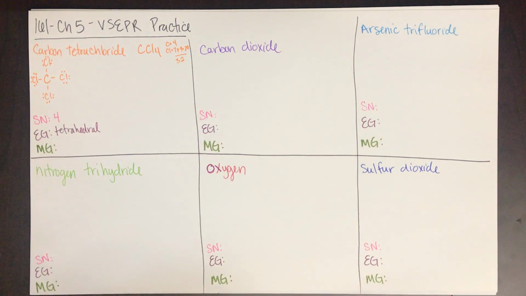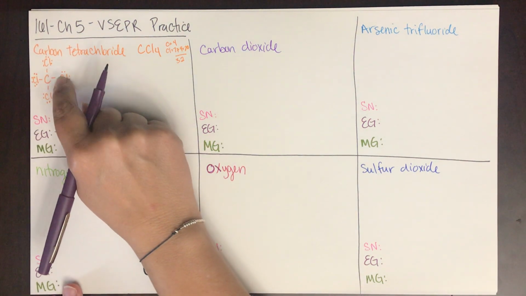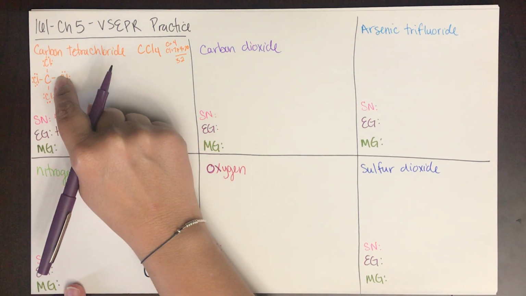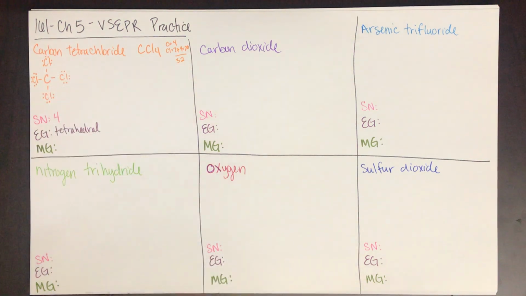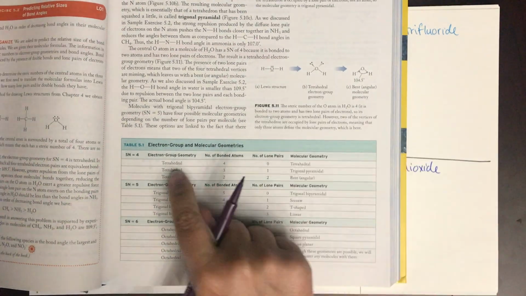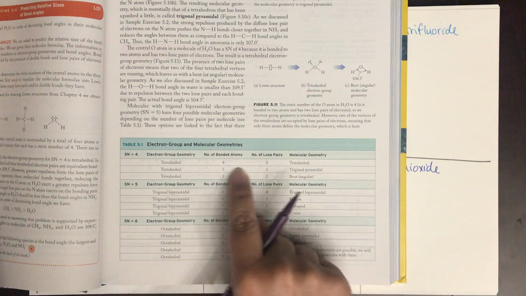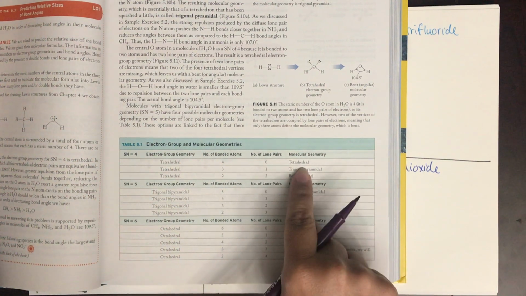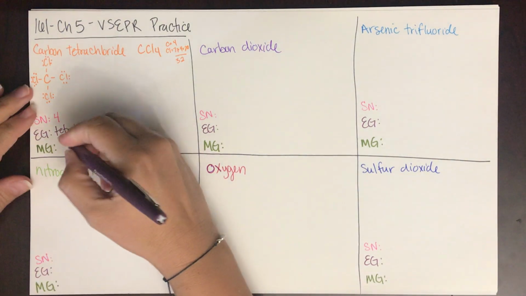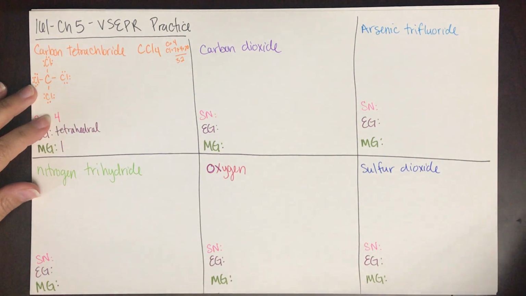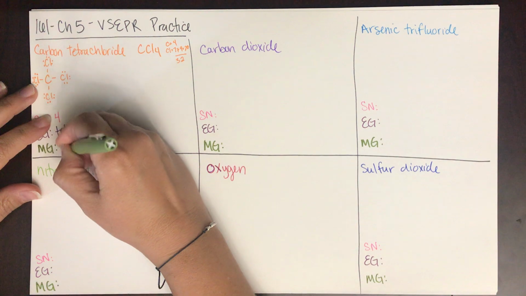So now when we look at the molecular geometry, we have to see how many of these regions of electrons are bonds and how many of these regions of electrons are lone pairs. So if we look at the chart, it tells us if we have something that has a steric number of 4, has 4 bonded atoms and 0 lone pairs, it is tetrahedral. So that means the molecular geometry is also tetrahedral.